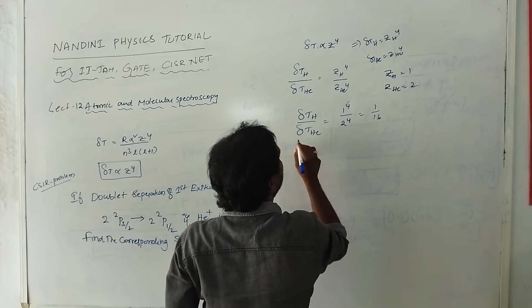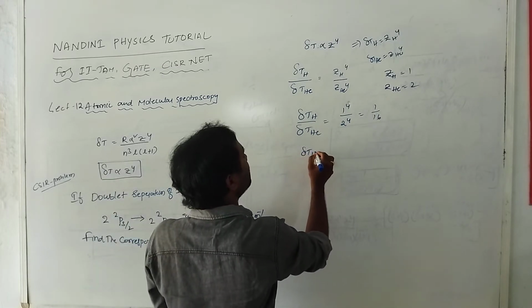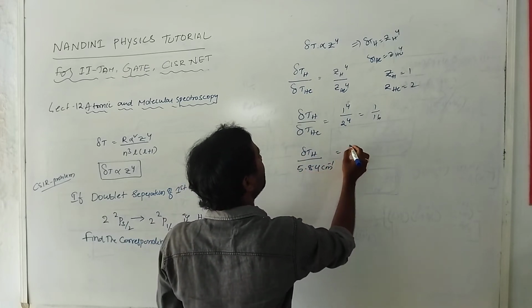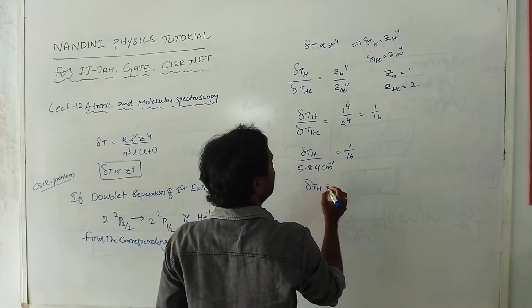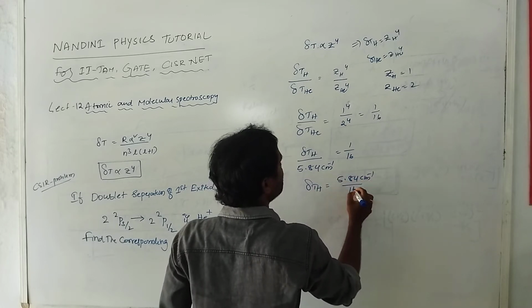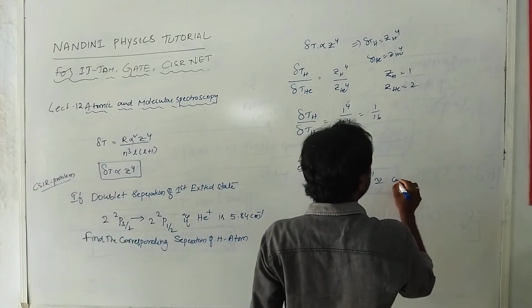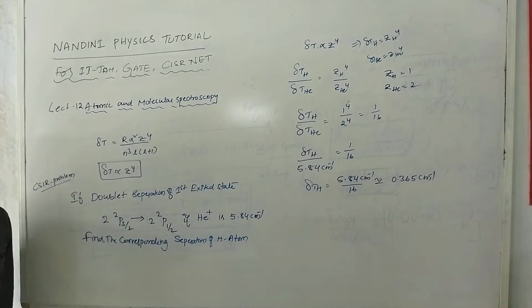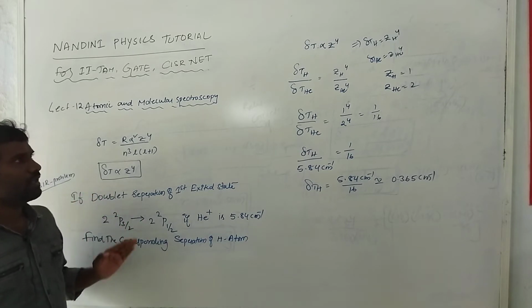Therefore, they are given the helium plus shift as 5.84 centimeter inverse, so delta T hydrogen divided by 5.84 centimeter inverse equals 1 by 16. Simply substituting, the hydrogen atom shift is 5.84 centimeter inverse divided by 16, which is approximately 0.365 centimeter inverse. So this is the problem.